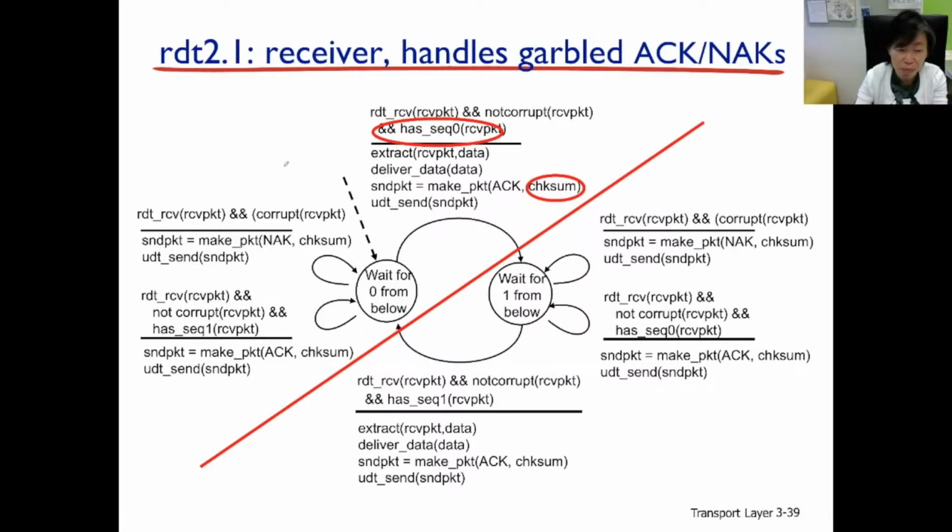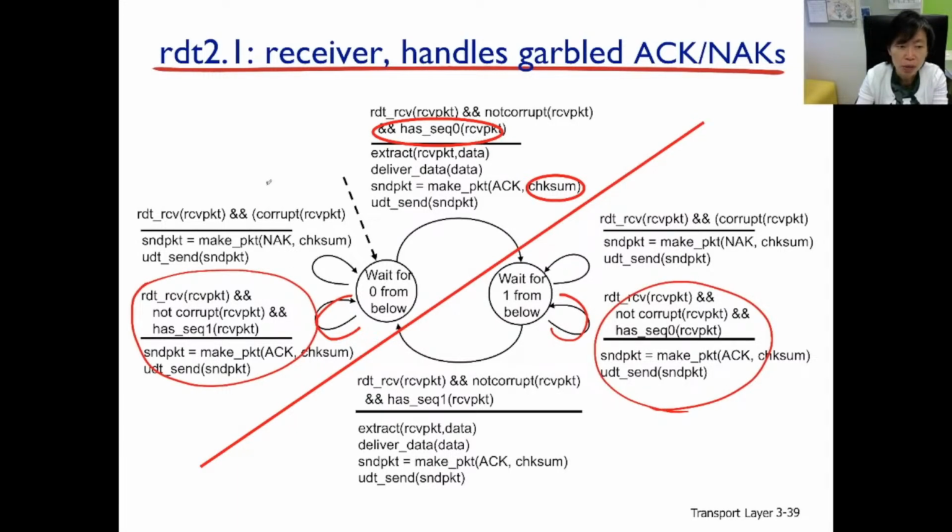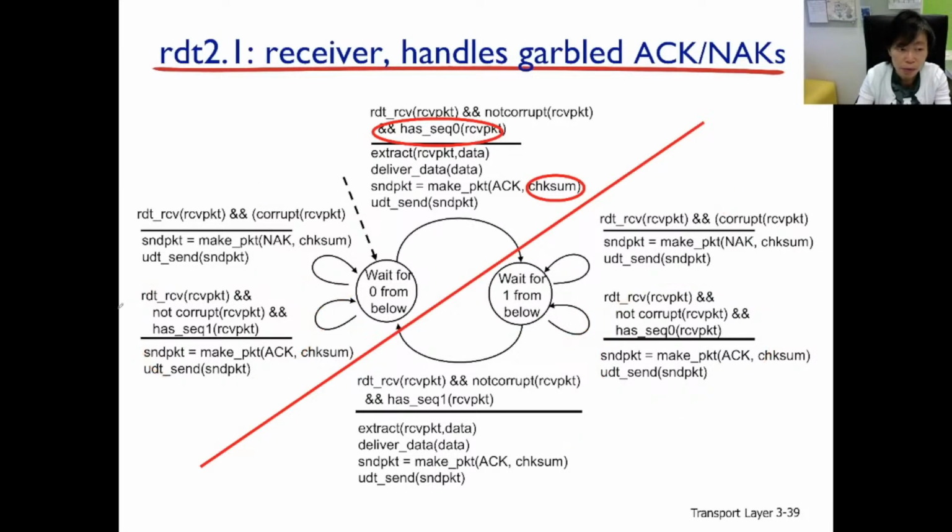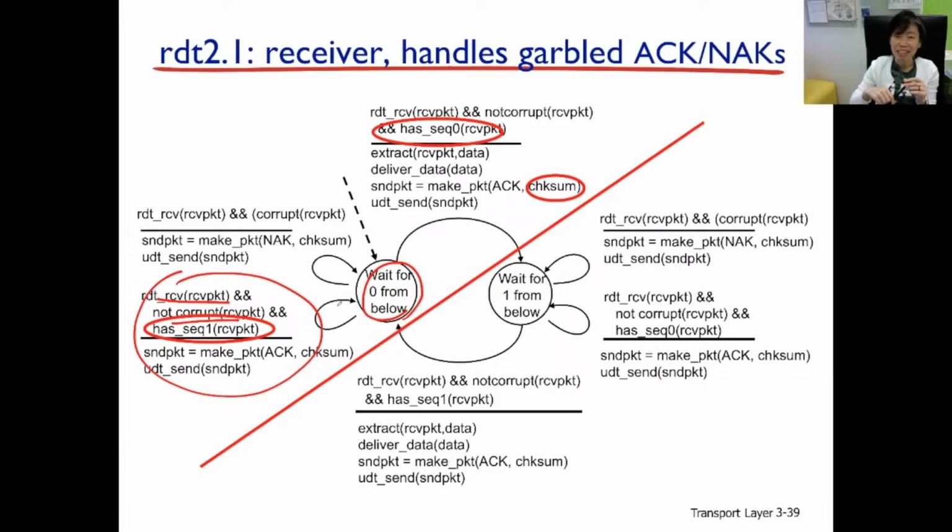The two transitions remaining, this one and this one here, are very similar to each other, so let's focus on this one. This is the case when we are waiting for packet 0 to arrive. We did get a packet, it's not corrupted, but it has the wrong sequence number. How can this be happening? Well, this must be because sequence 1 has already been received earlier. That's why we've already moved on to wait for 0.